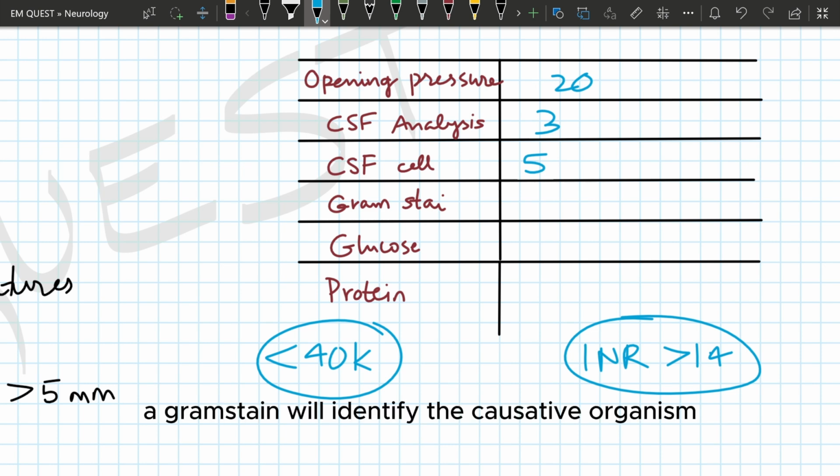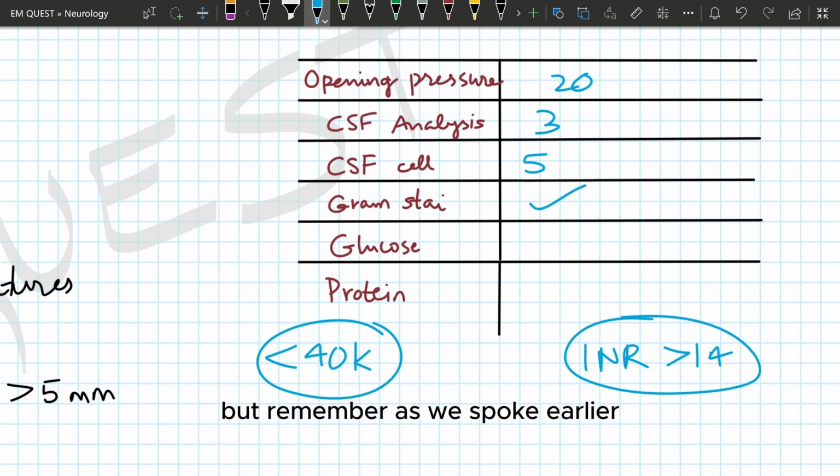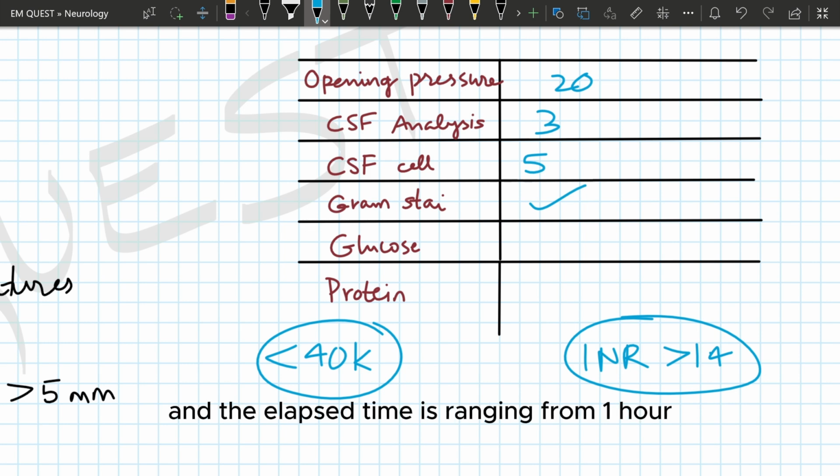A Gram stain will identify the causative organism in about 75% of the cases in bacterial meningitis. But remember, as we spoke earlier, if the antibiotic has been started prior to the LP, and the elapsed time is ranging from 1 hour post giving of antibiotics, then the yield is going to be diminished.